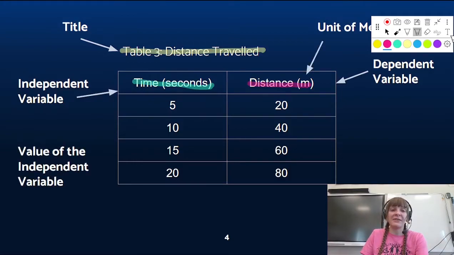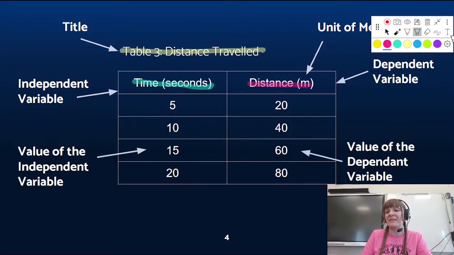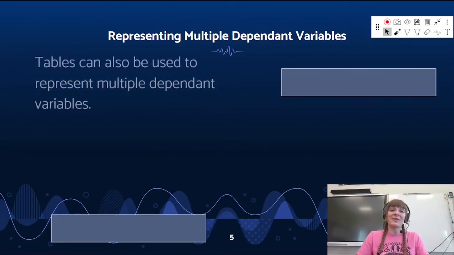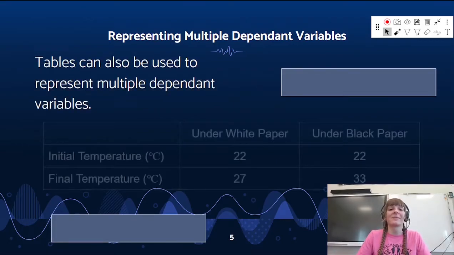So the value of the independent variable will be written as numbers underneath the title of the independent variable. And similarly, the value of the dependent variable, which is what you're measuring, will be written here. So what happens when we want to measure multiple dependent variables in one experiment? Well, you can actually use tables to represent these multiple different variables as well.